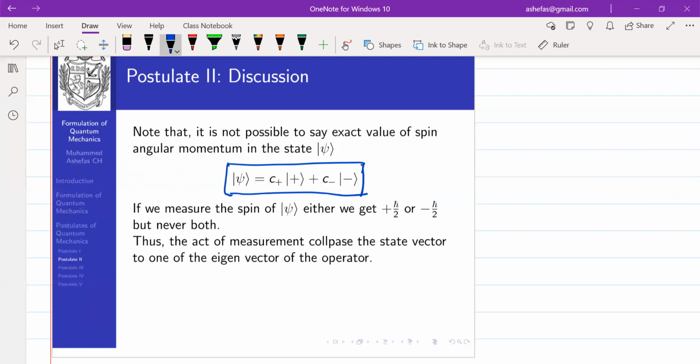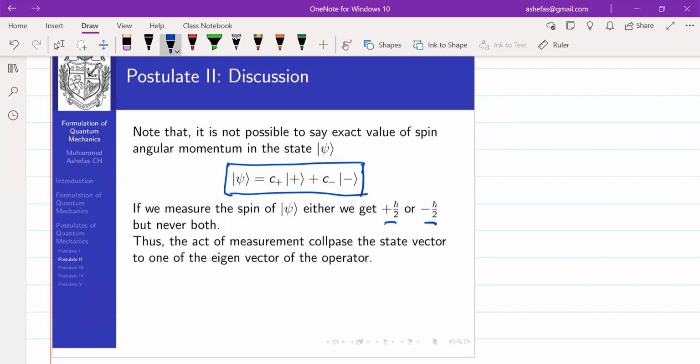Now if you measure the spin of the electron in this general state, then the result of that measurement will give either plus h cross by 2 or minus h cross by 2. We'll never get both. So what does it mean? If the general state is this, ket psi, a superposition of ket plus and ket minus, then the measurement of spin will give either plus h cross by 2 or minus h cross by 2.